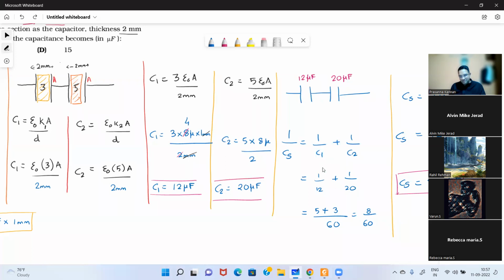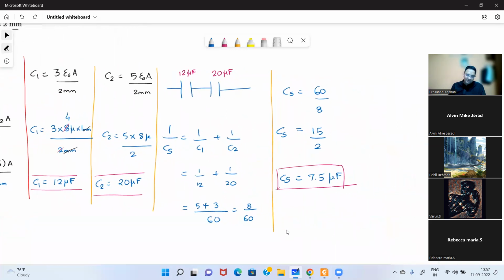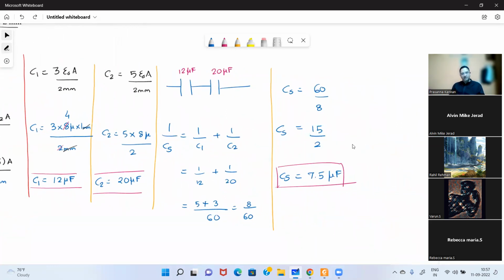1 by C is 1 by C1 plus 1 by C2, which is 1 by 12 plus 1 by 20. If you take the LCM, you'll get 8 by 60. When you take the reciprocal, you get 7.5. Are you clear with this? Yes, sir. Now I'm going to give you some time for noting it down.